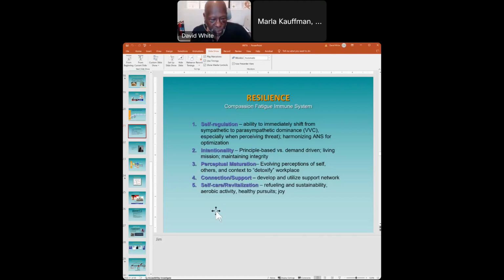Then you have to have connection and support. You've got to develop and utilize a support network. You have to have self-care and revitalization, refueling and sustainability. You have to do things that's going to recharge your battery. So those are the 5 elements that's built into the forward-facing professional resilience workshop, and we go into it in a lot more detail.